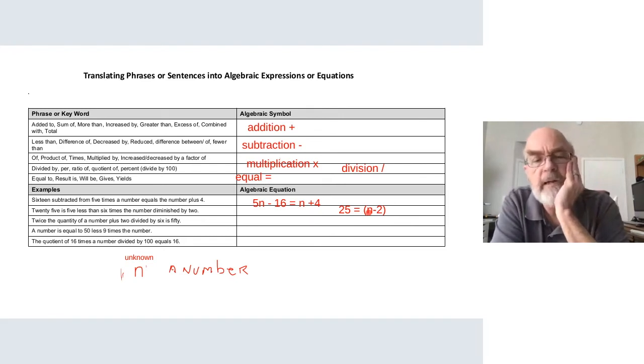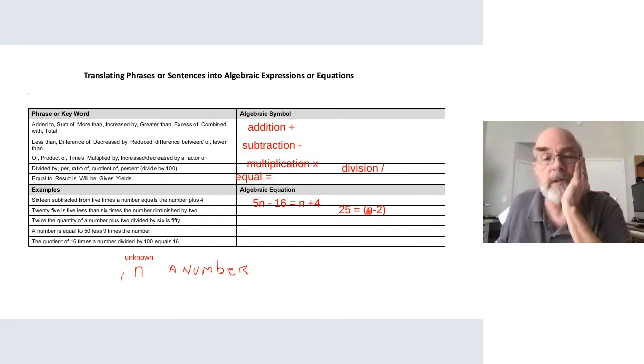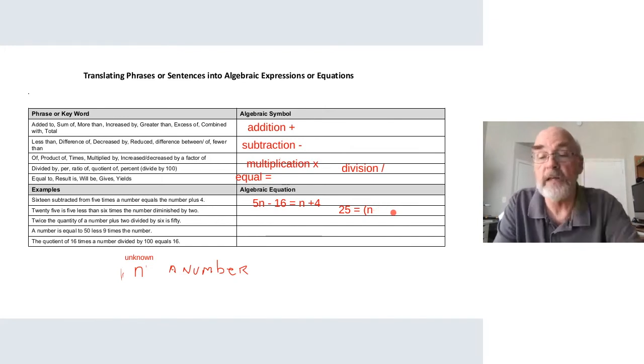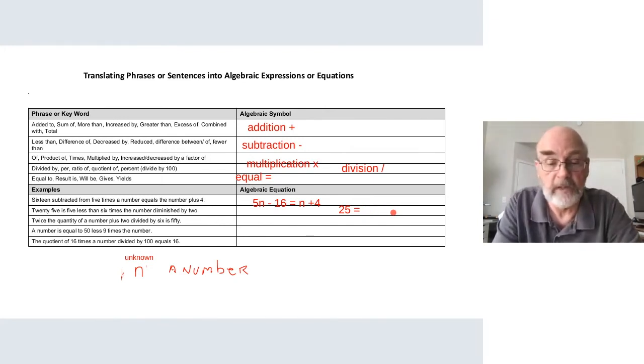So 25 is 5 less. Now remember that "is" means equals. So I'm going to write 25 equals. Okay. 5 less than 6 times. You got me here. I don't know. Yeah, that's okay. This is 5 less than 6 times the number. So that's going to be 6n minus 5. That's 5 less. And then minus 2? Yeah.